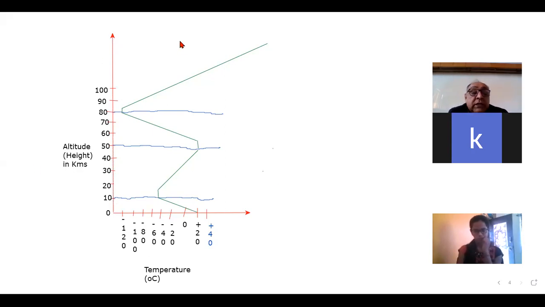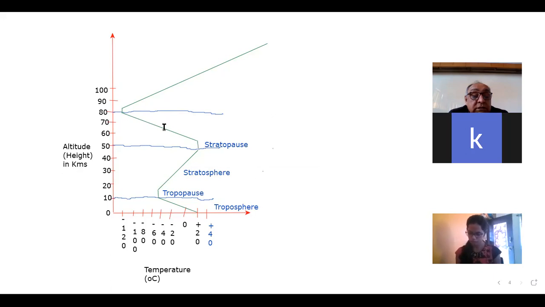So now, beta, the main thing is that this layer which is at the bottom is known as the troposphere. And this zone where the temperature becomes constant is called the tropopause. And this area where the temperature again starts increasing is called the stratosphere. And here again the temperature becomes constant. This is called the stratopause.